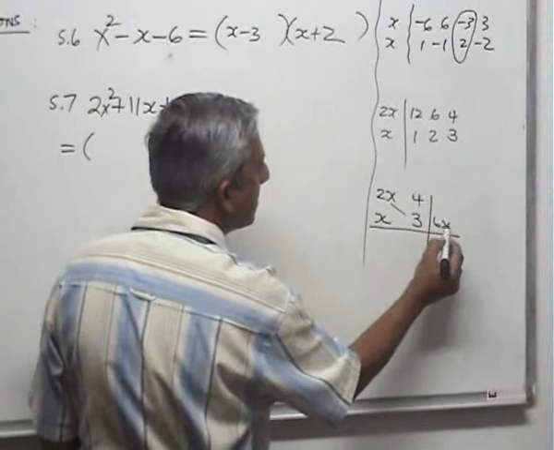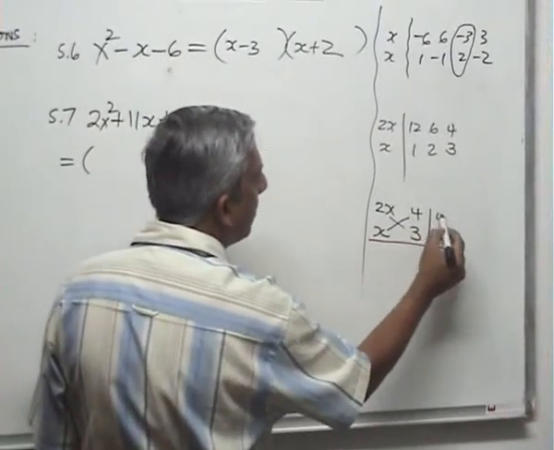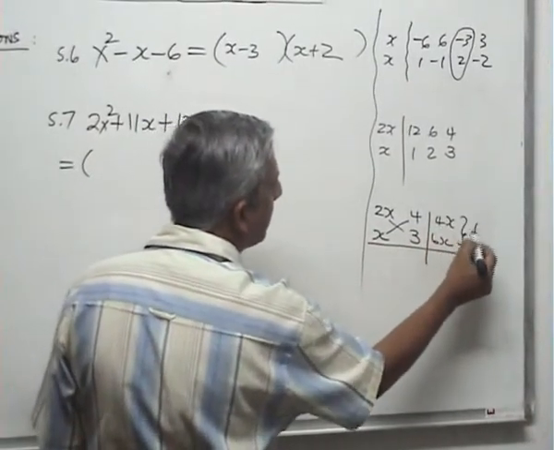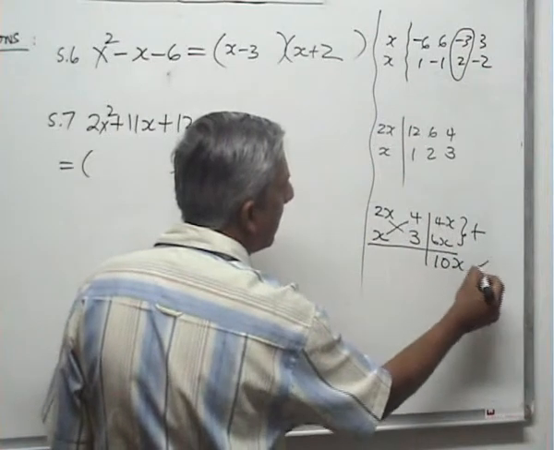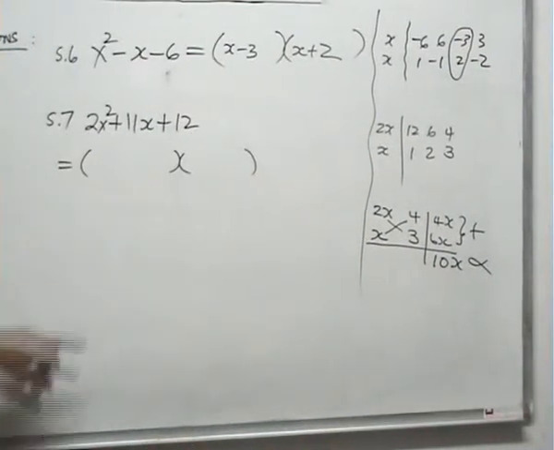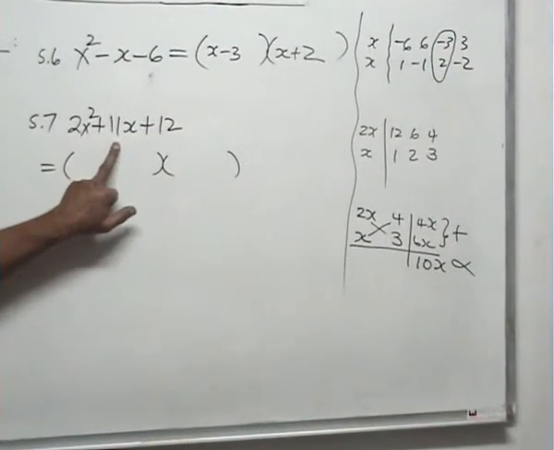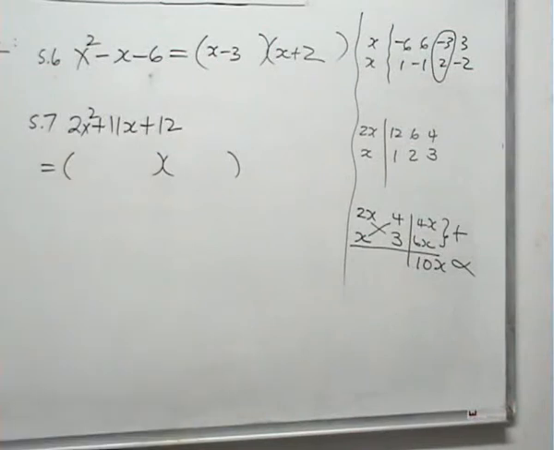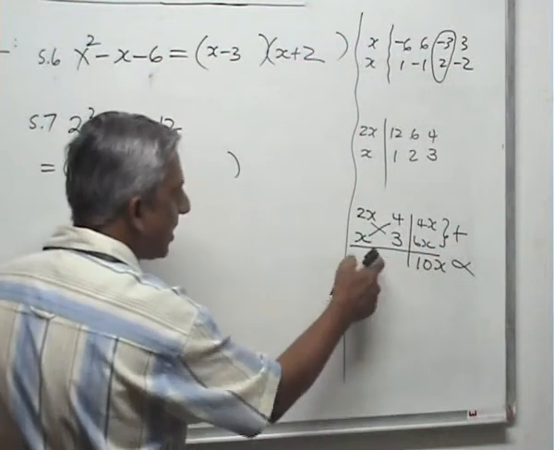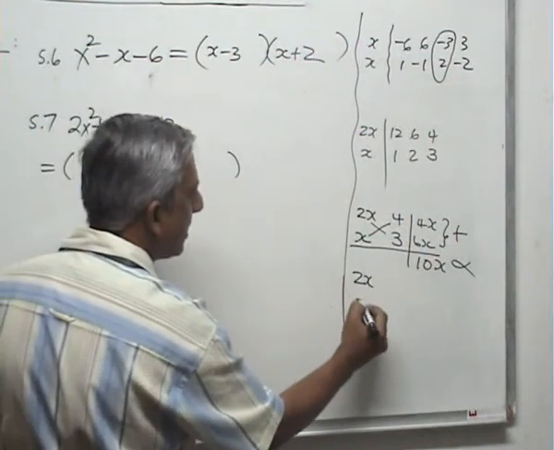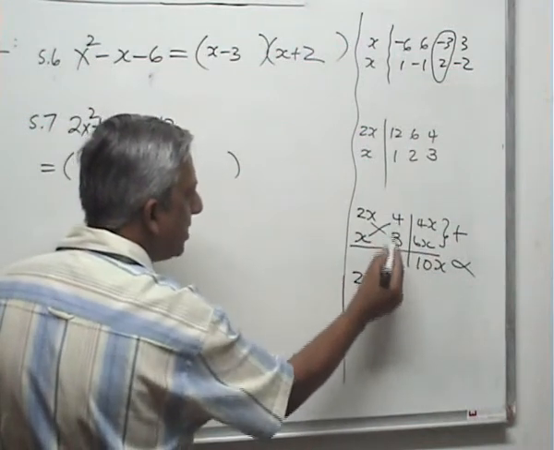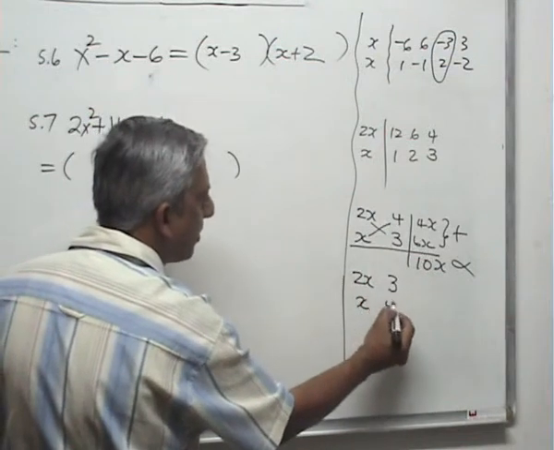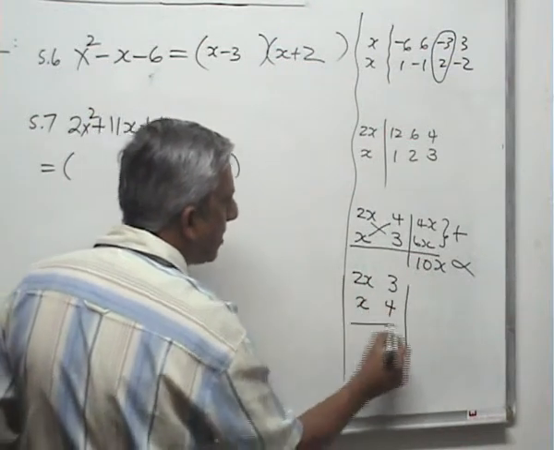Multiply 2 3s, 6x. Multiply 4x. Add it up, 10x. And the answer is wrong because we're looking for 11x, but we're getting 10x. Then what you must do, take the same one, leave the 2x and the x there. See this 4 and 3, you put the 3 on the top, put the 4 in the bottom now.